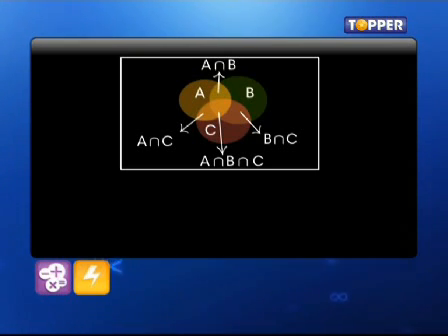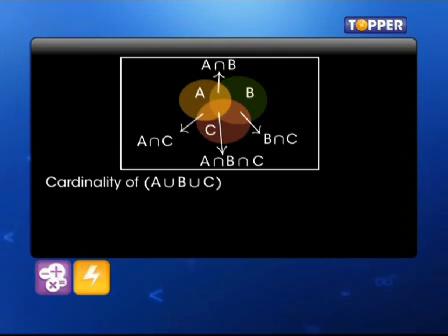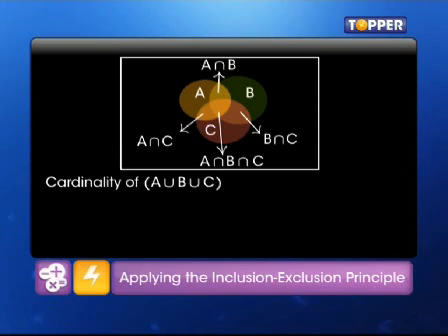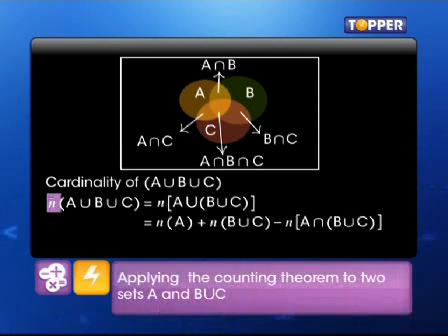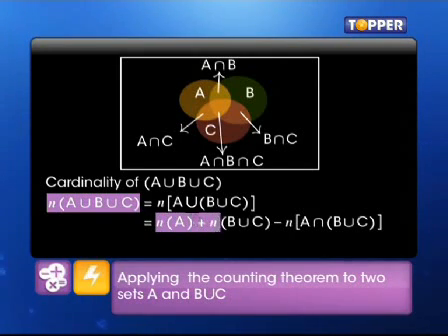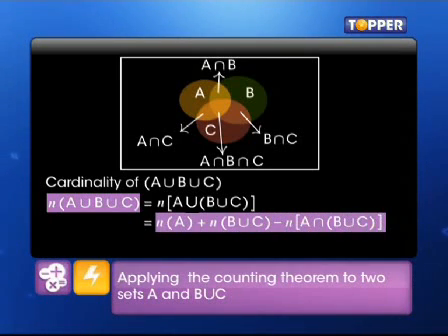Remember, Nikhil asked us to find the cardinality of the union A union B union C. We consider A as one set and B union C as the other set. Now what do we do? Straightforward. We apply the inclusion-exclusion principle. We have n of A union B union C is equal to n of A plus n of B union C minus n of A intersection B union C.